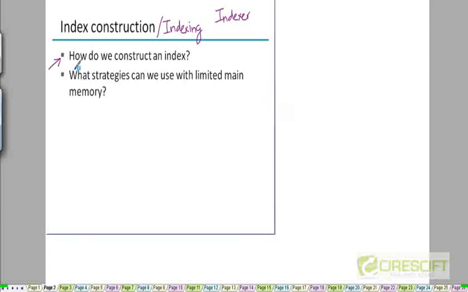Now we are going to drop that assumption and we are going to be more realistic. We are going to move to larger corpus sizes, and for those corpus sizes, it will turn out that the data that we need to sort is not going to fit into main memory. So we'll need to discuss how to build the index when your data does not fit into RAM.